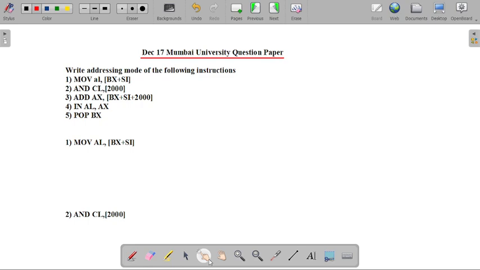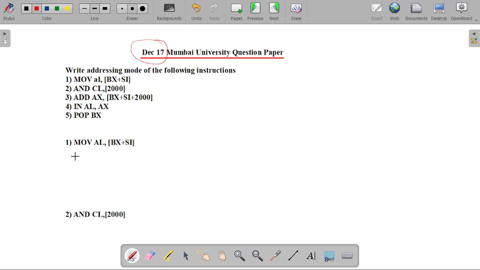In this video, I am going to explain how to identify the addressing mode when the question is asked in the question paper. This question is asked in the December 17 Mumbai University question paper. The first question is MOV AL, [BX plus SI].